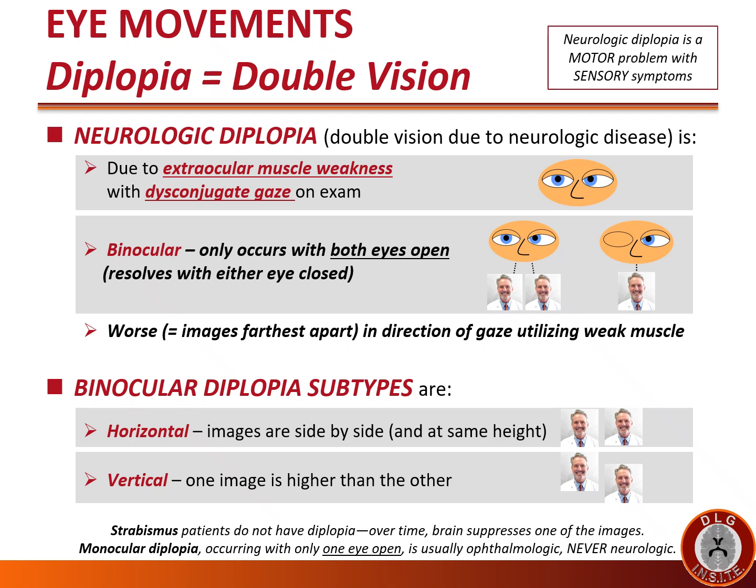Monocular diplopia, which is when you have double vision with one eye open, is not neurologic. It's an ophthalmologic problem, usually an eye issue, but it's never neurologic. Neurologic diplopia is always binocular and occurs due to extraocular muscle weakness.